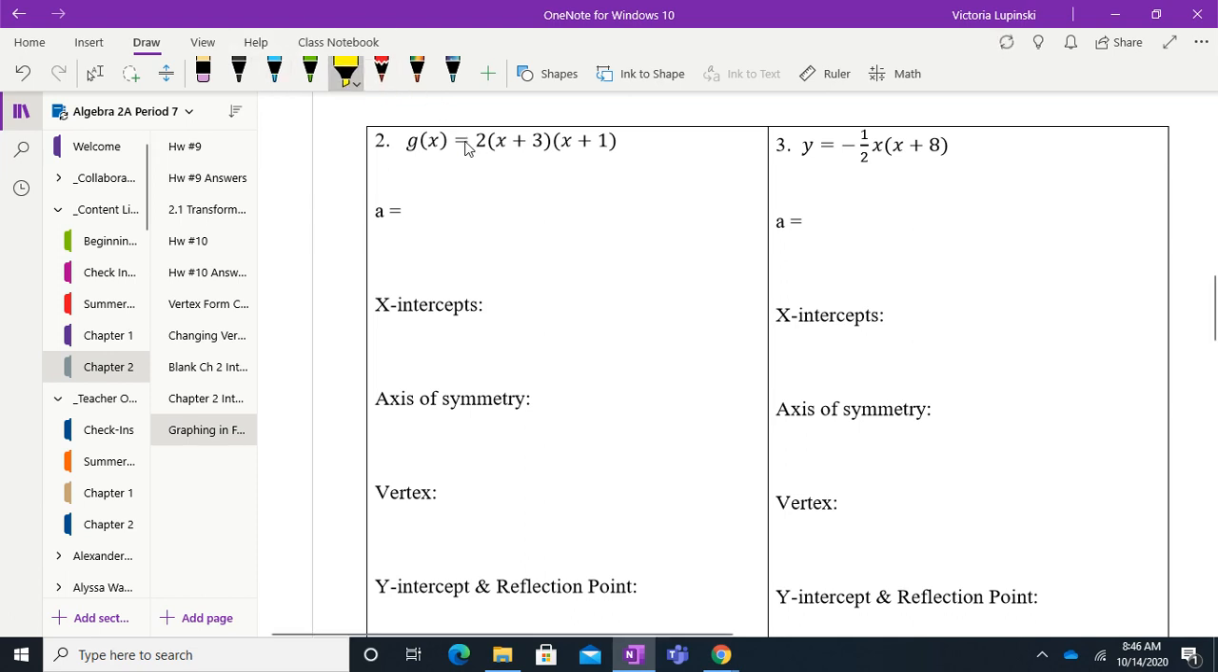The first thing that you're going to do is identify the a, and we can actually talk about the a for each of these at the same time. Remember that the a is always the value out front, and if there's nothing there, that means that a is positive 1. So a has to be something, but if it's not there, it's implied to be a positive 1. So in this case, a is 2. What that means is that the graph is going to face up, and it's going to be narrow. The fact that it's positive means up. The fact that it's 2 means narrow.